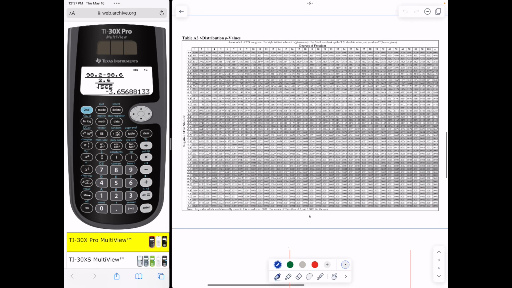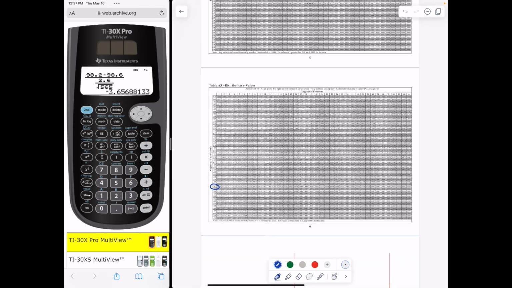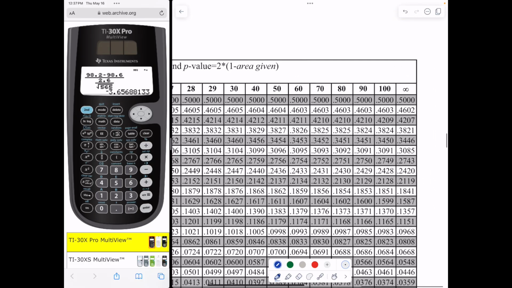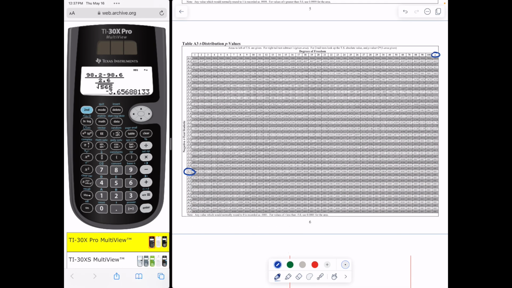Okay, so as I said, we want to do negative 3.7 on the test statistic, but then for the degrees of freedom, you can do 100 or infinity. I think I'm going to go with infinity. Technically, that's a z distribution. Let me just slide this on down here.